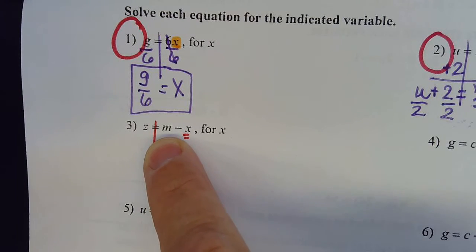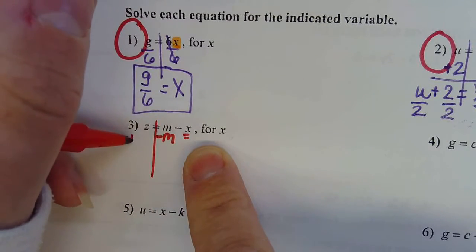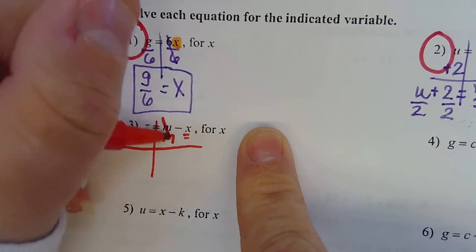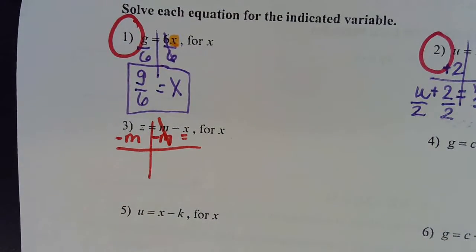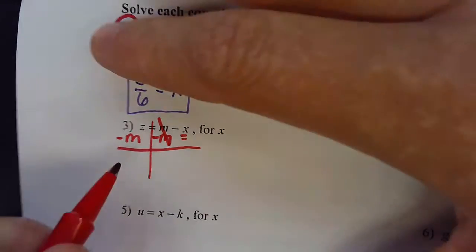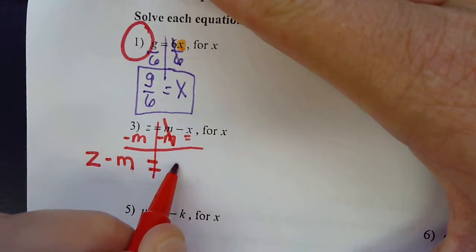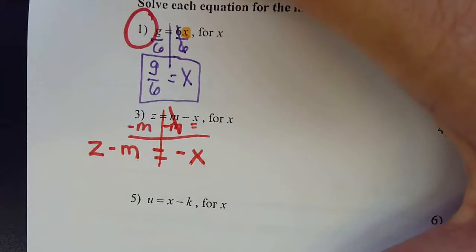If you look to the left of the m, there's no sign, which means it's positive. So we are going to subtract m from both sides. When I subtract m, I get z minus m equals negative x.